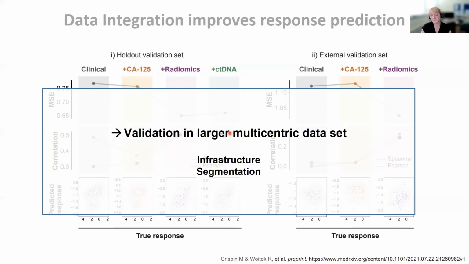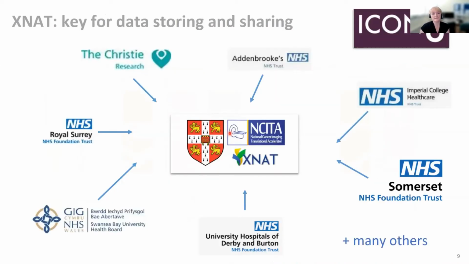To be able to do that, we need the infrastructure, and here the XNAT repository plays an important role, and we also need segmentations, and the segmentations are often the bottleneck for these projects. So we are now collecting imaging data from the ICON-8 trial. The ICON-8 trial was a trial that looked at different dosages and different timings of a certain type of chemotherapy that was given to patients with ovarian cancer.